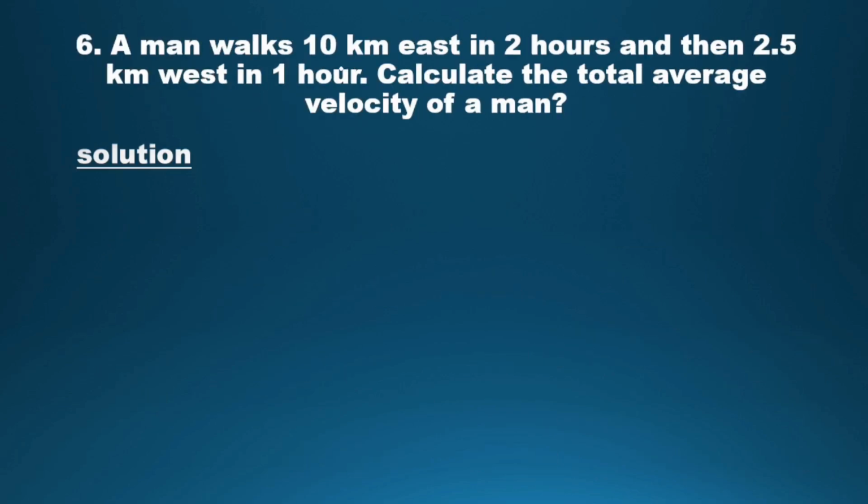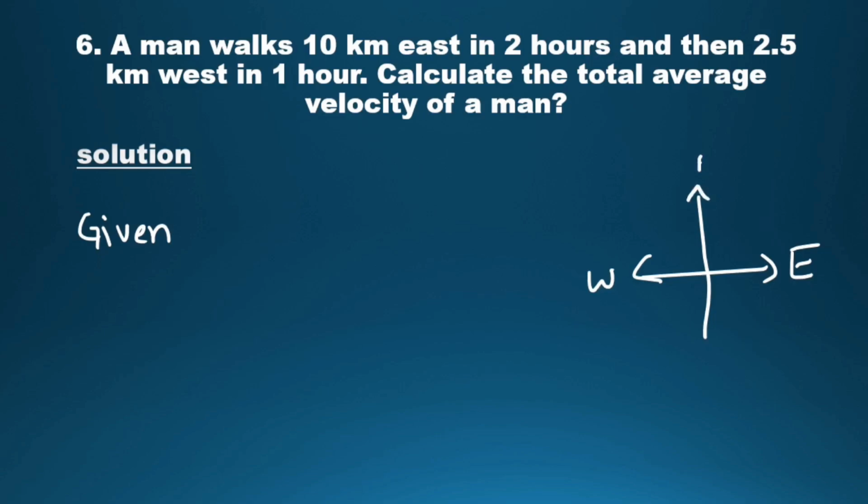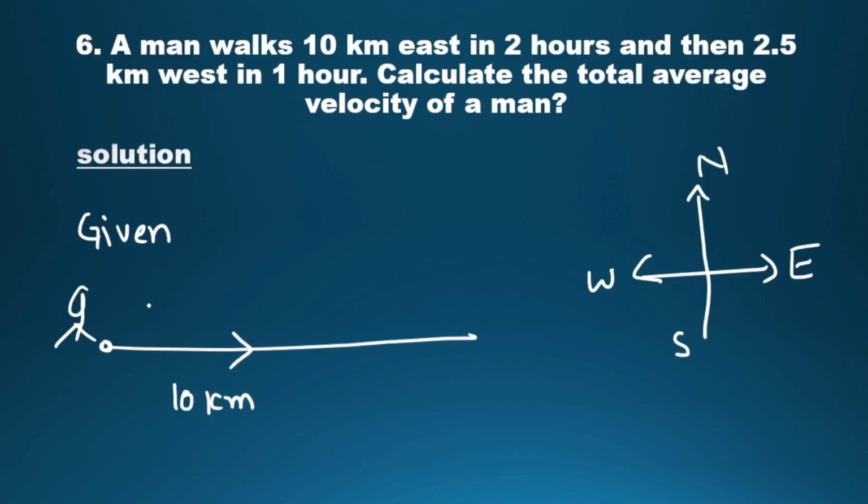A man walks 10 kilometers east in 2 hours and then 2.5 kilometers in 1 hour. Calculate the total average velocity of him. So write what is given. First of all draw the directions east, west, north and south. Here a man walks towards east 10 kilometers in 2 hours.